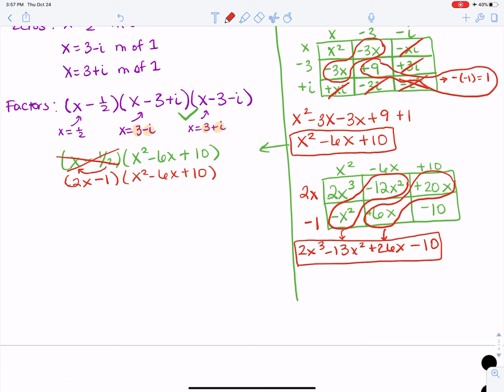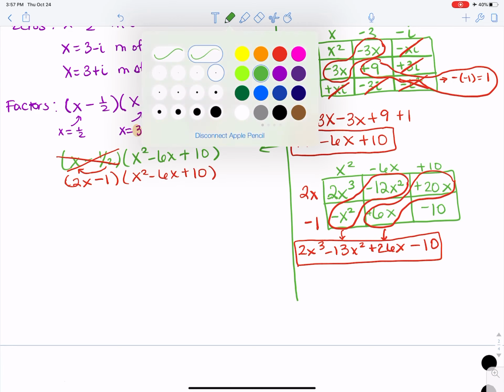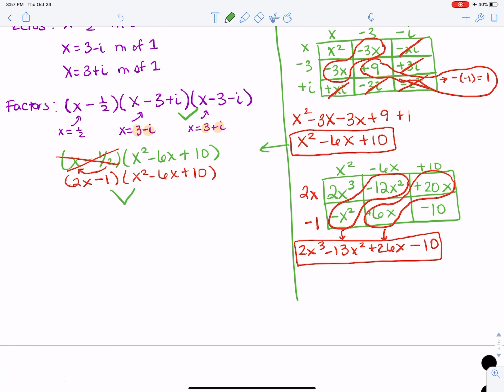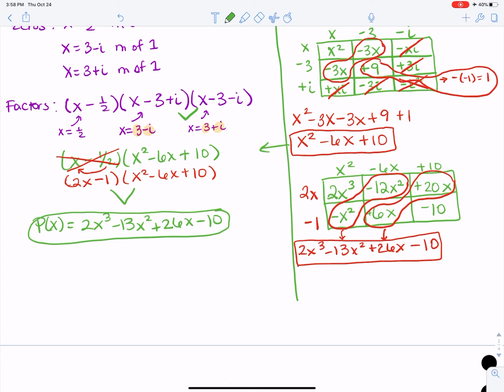And lo and behold, we are finished. So P of x equals 2x cubed minus 13x squared plus 26x minus 10. And that is our third degree polynomial with those two zeros. Technically those three, because 3 plus i, the conjugate, is a zero as well.